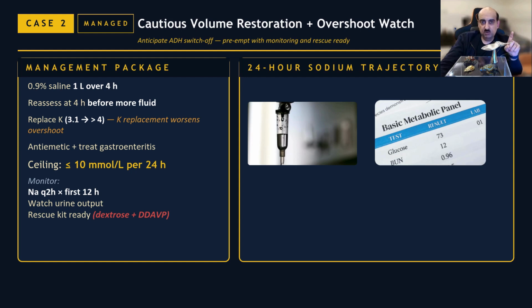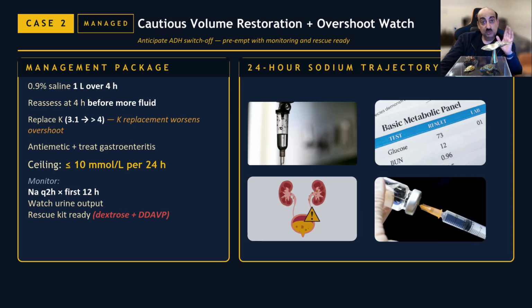But remember, replacing potassium also corrects sodium because potassium is osmotically active, and when it goes to the intracellular compartment, the sodium comes out due to sodium-potassium exchange, plus potassium also pulls water with it, which can lead to the sodium concentration rising in extracellular and intravascular fluids. Antiemetics for symptomatic management, and the standard ceiling of correction in this case is 10 millimoles in the first 24 hours, and you need to monitor sodium every 2 hours. And watch for urine output because of the high risk of diuresis from the ADH suppression.